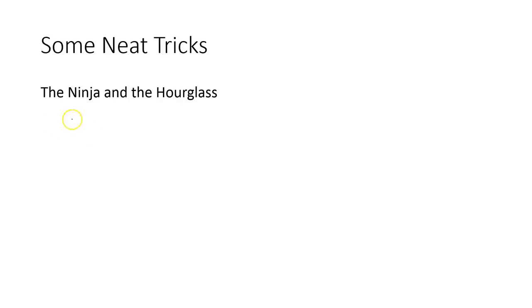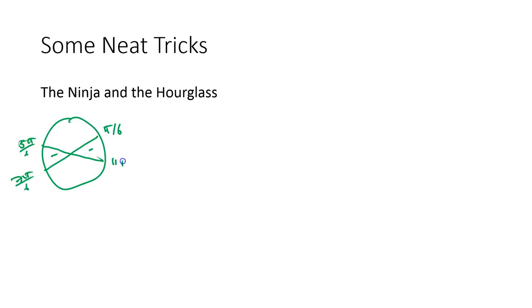So you may have noticed, when you do the unit circle, the pi over sixes, there are only 4 of them on the circle, and they kind of make a ninja. If you make it like this, you can see it's a guy wearing a mask. So this is pi over 6, this would be 5 pi over 6, this is 7 pi over 6, this is 11 pi over 6.